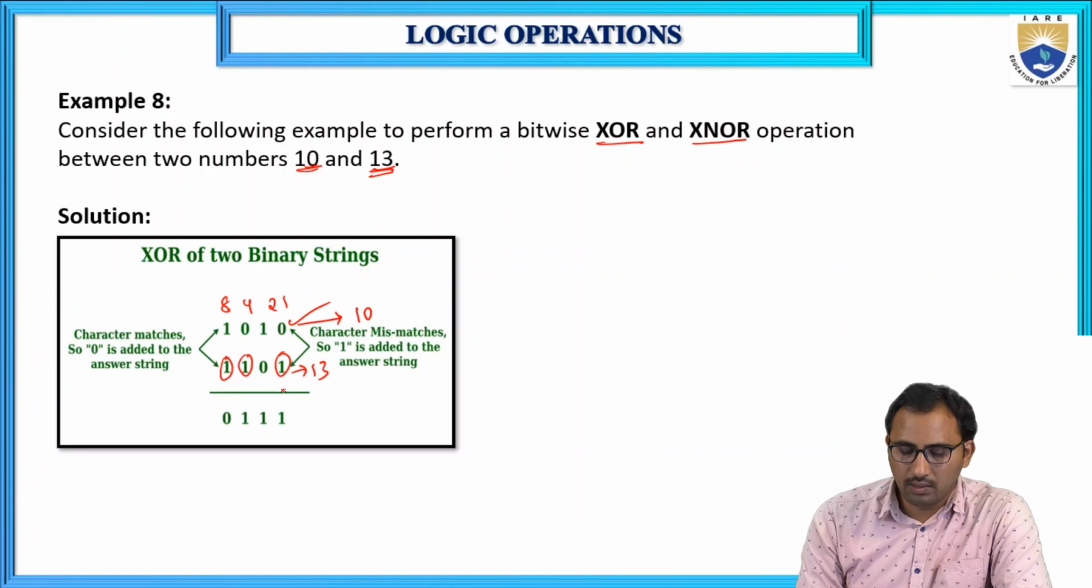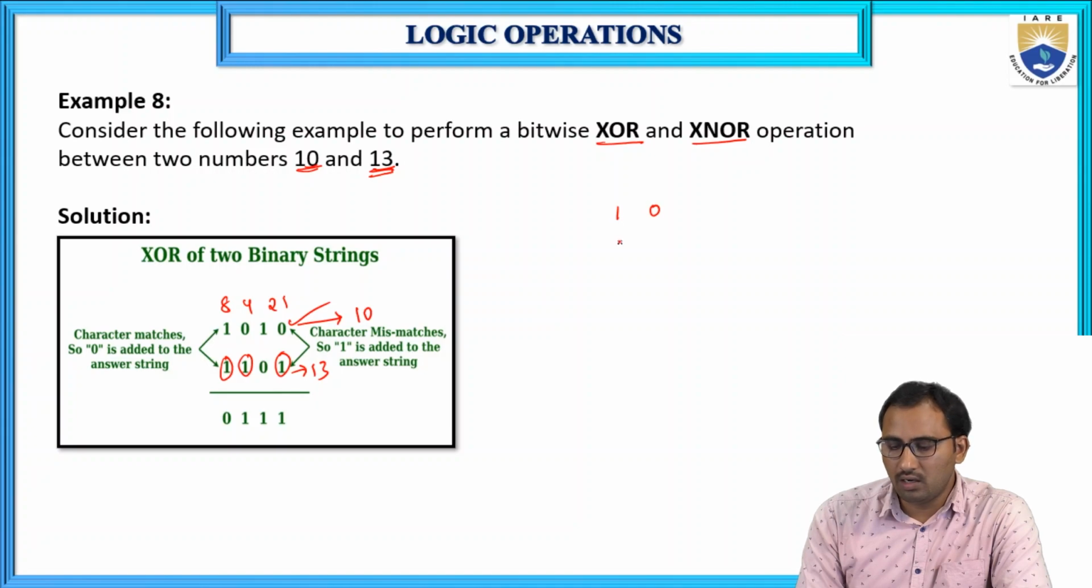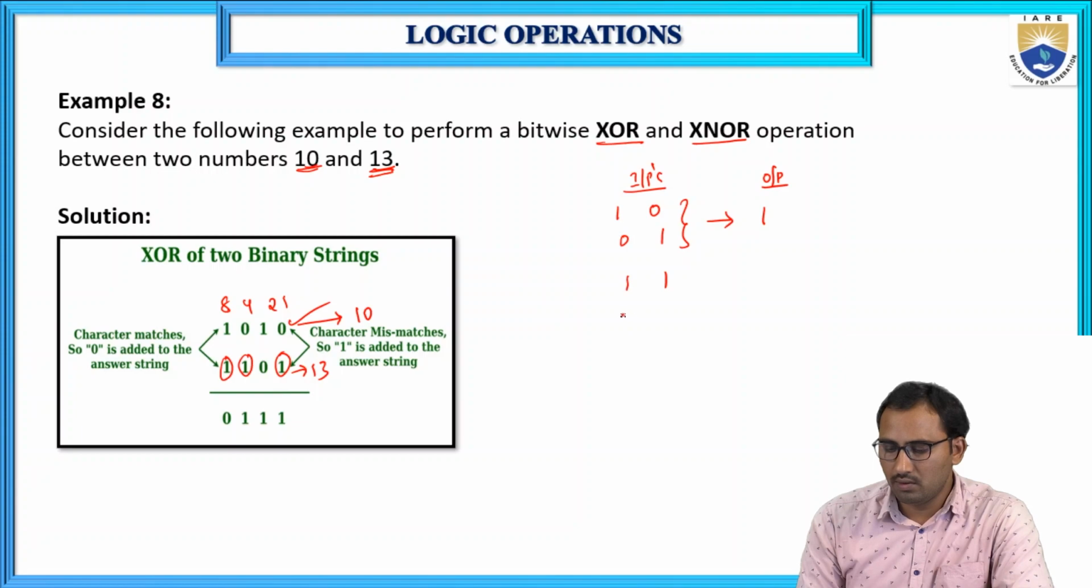Now between them, we are performing the XOR operation. What is the XOR operation? If the inputs are different, that means 1 0 or 0 1, then it gives 1 as the output. These are the inputs, and this is the output. If the inputs are the same, then the output will be 0. So this is the XOR operation.